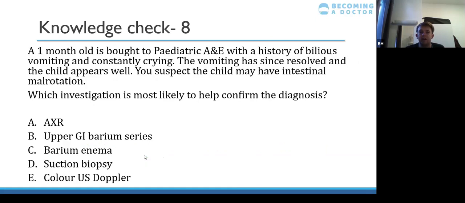Okay. Couple more questions, we're nearly done. A 1-month-old is brought to paeds A&E with a history of bilious vomiting and constantly crying. The vomiting has since resolved and the child appears well. So you suspect the child has intestinal malrotation. Which investigation is most likely to help confirm the diagnosis? You can do an abdominal X-ray, an upper GI series, a barium enema, a suction biopsy, or a color Doppler ultrasound. Let's give you a bit of time to think about that.